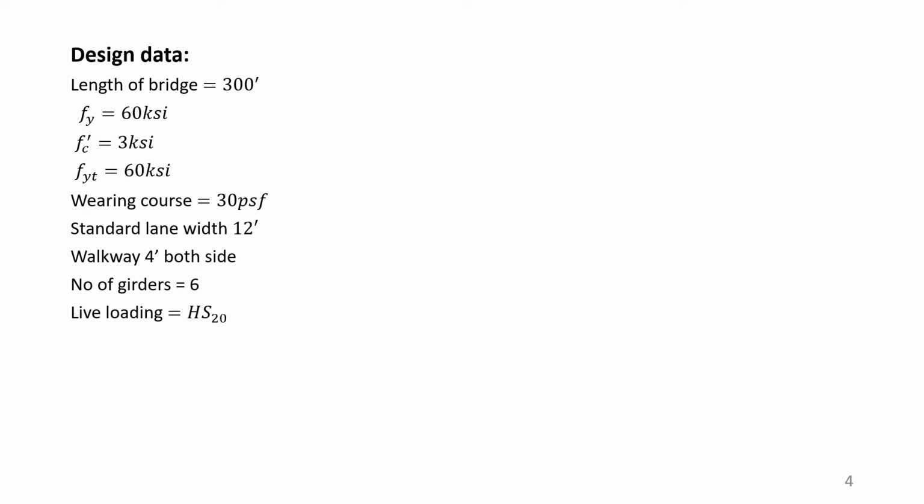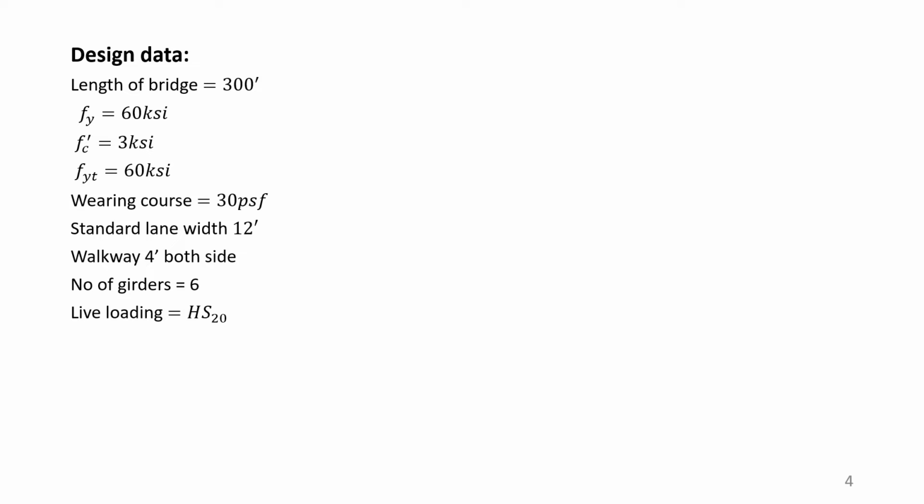We will be taking some design data, like length of the bridge 300 feet, Fy steel strength 60 ksi, F prime C concrete strength 3 ksi. FYT is the yield strength of transverse reinforcement steel, and here we have chosen that also as 60 ksi. Transverse reinforcement is normally known as stirrups.